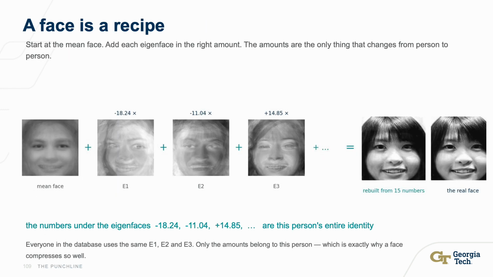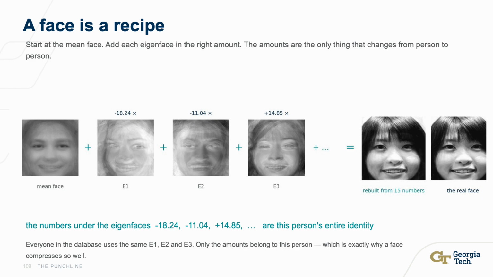A face is a recipe. Start at the mean face, add each eigenface in the right amount. The amounts are the only thing that changes from person to person. Everything in the database uses the same E1, the same E2, the same E3. The numbers underneath, minus 18.24, minus 11.04, plus 14.85 and so on, are this person's entire identity as far as this model is concerned. If a student remembers one sentence from this lecture, it should be that one. The patterns are shared, the amounts are yours.